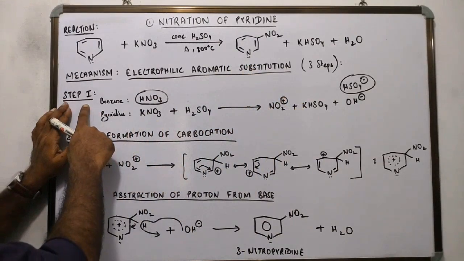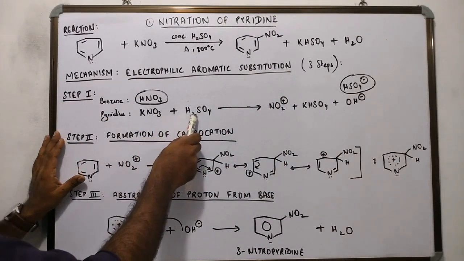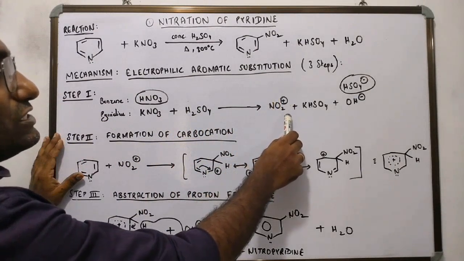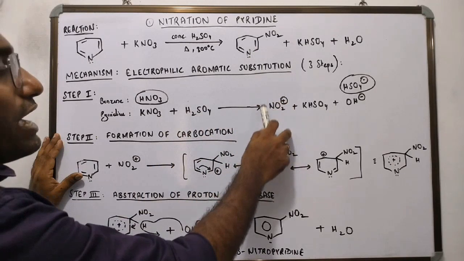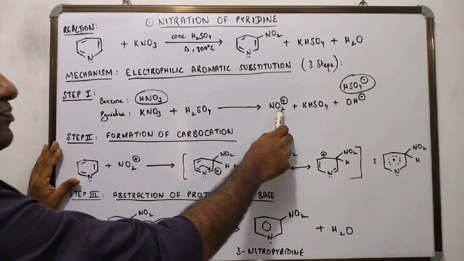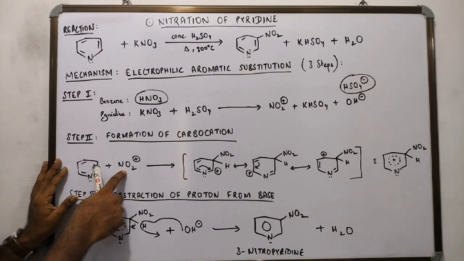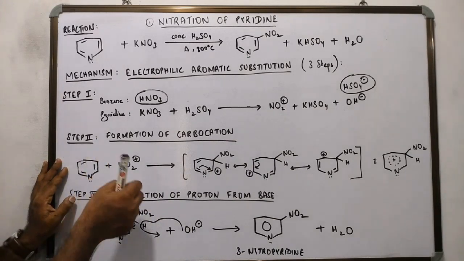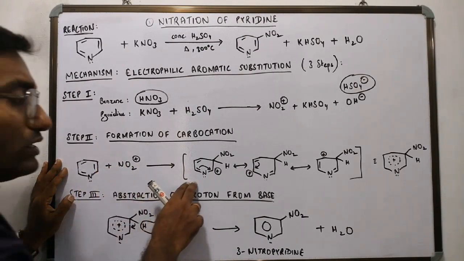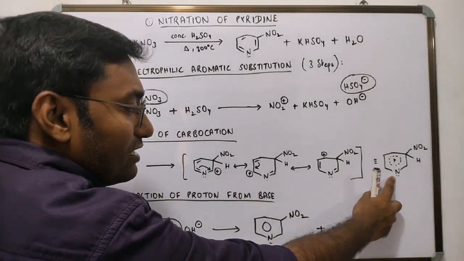Step number 1 is the formation of electrophile. Potassium nitrate reacts with H2SO4 to form NO2+, which is also called the nitronium ion. Nitronium ion is the electrophile in the reaction. In step number 2, it is this NO2+ that attacks at the most favorable position, which is position 3, and that attack leads to a resonance stabilized intermediate carbocation.